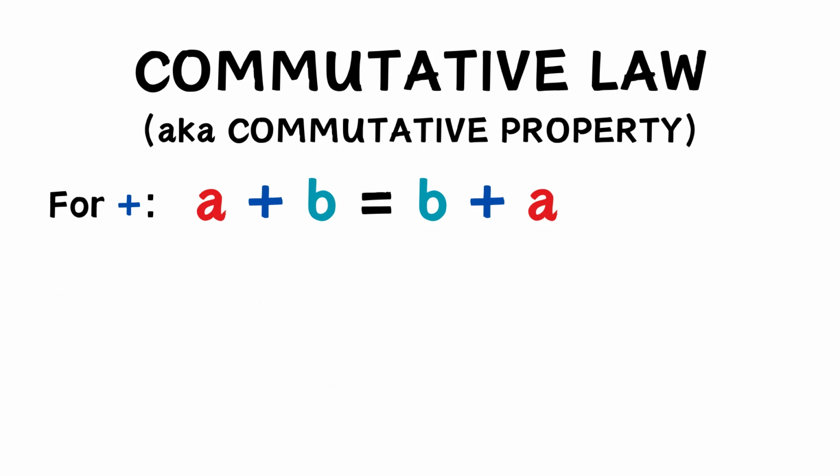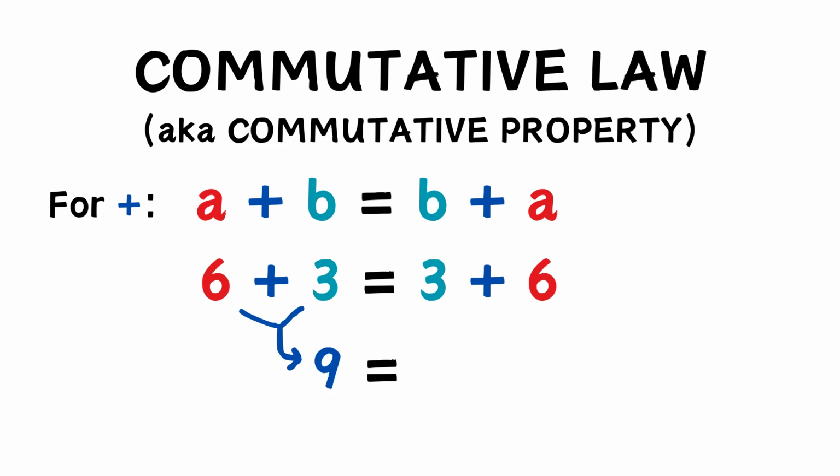Let's try this out with some examples. Let's substitute a and b with some numbers. Let's use 6 and 3. Now, if we use the commutative law for addition, we get 6 plus 3 equals 3 plus 6. And if we solve this, we find that 6 plus 3 equals 9, and 3 plus 6 also equals 9. So these two expressions are equal, just like what we are told by the commutative law.